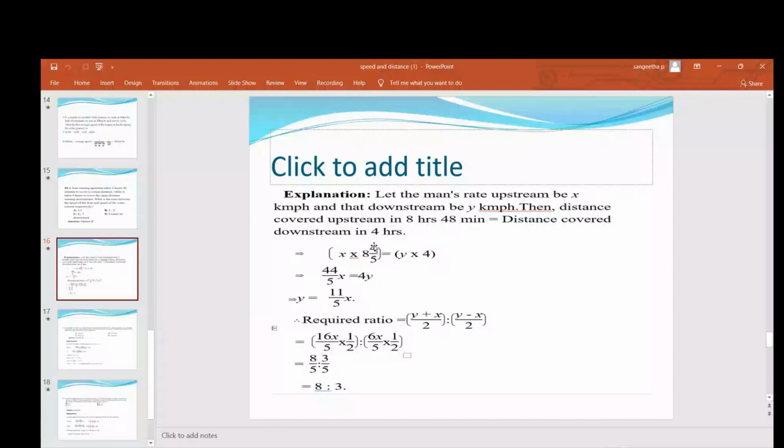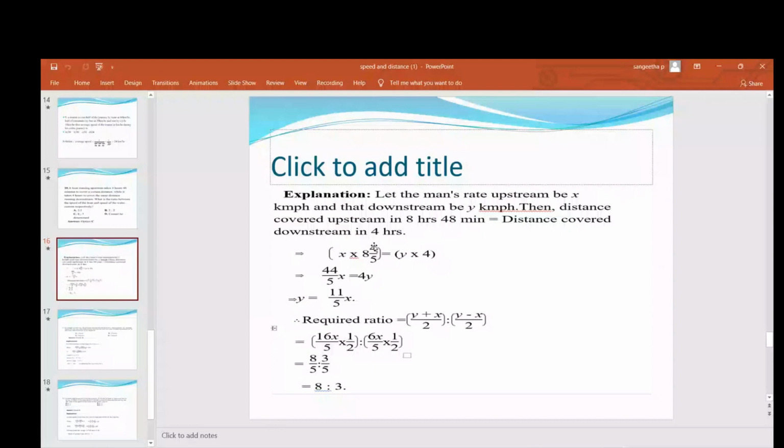The explanation given here: the duration of the flight, I am considering as x. So usually 600 divided by the first duration, which I am considering as x. Next, also 600, but the time was increased by 30 minutes. So x plus 1 by 2. 30 minutes is nothing but half an hour. So x plus 1 by 2.